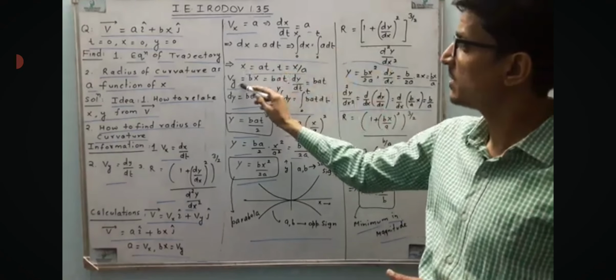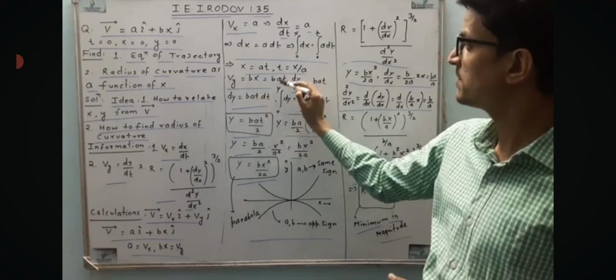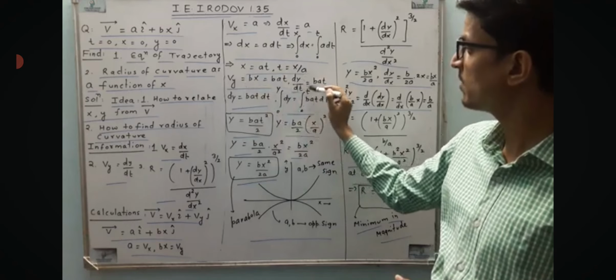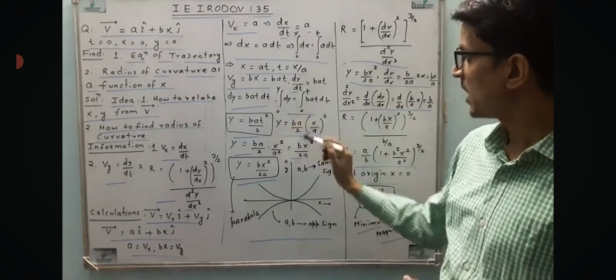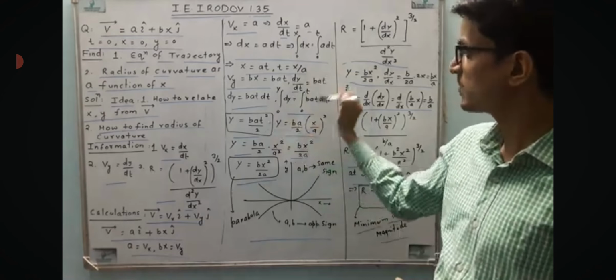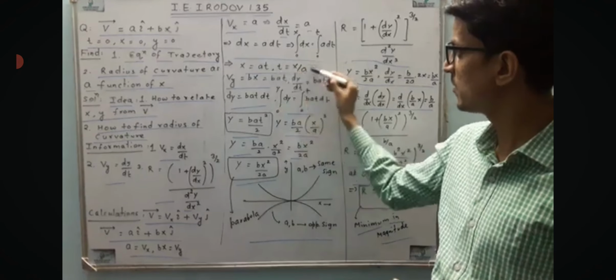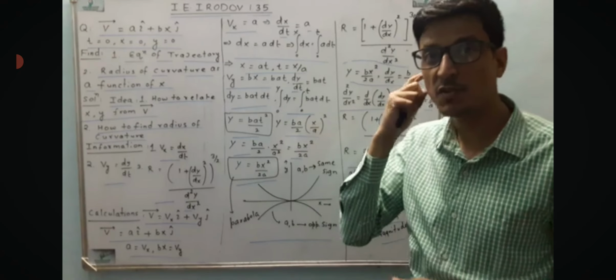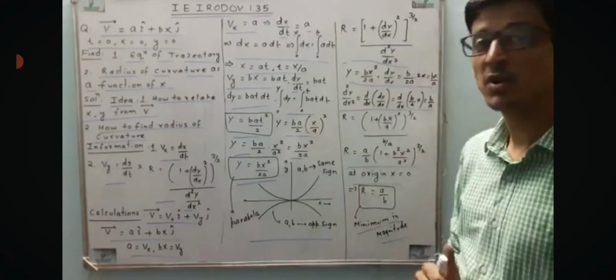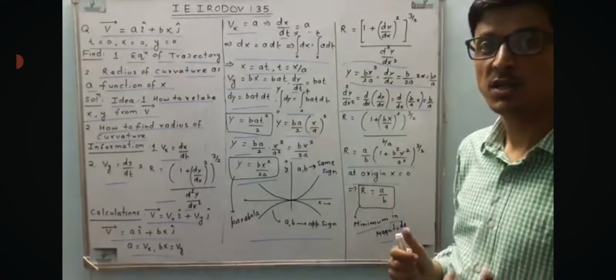Similarly, Vy is equal to bx, x is at, so Vy is dy by dt is bat. Integrating, we get y is equal to this. Now t is equal to x by a. So if I substitute t is equal to x by a, I get this equation, which is the equation of a parabola. It may turn upward or downward depending on the values of a and b.